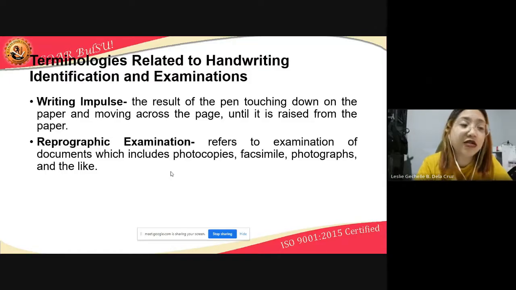Reprographic examination from the word reproduce. Ano ba yung mga documents na na-reproduce? Diba? Photocopy, yung mga scanned picture. Yan. So, reprographic examination refers to examination of documents which includes photocopies, facsimile, photographs, and the like. Basta lahat ng mga nireproduce na documents na i-examine natin is called reprographic examination.